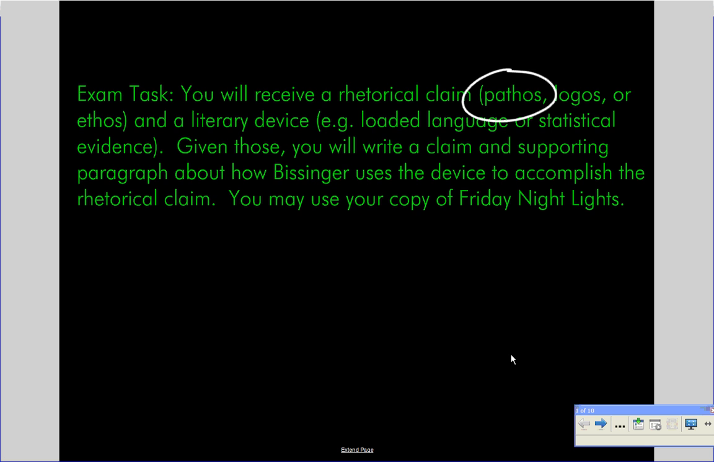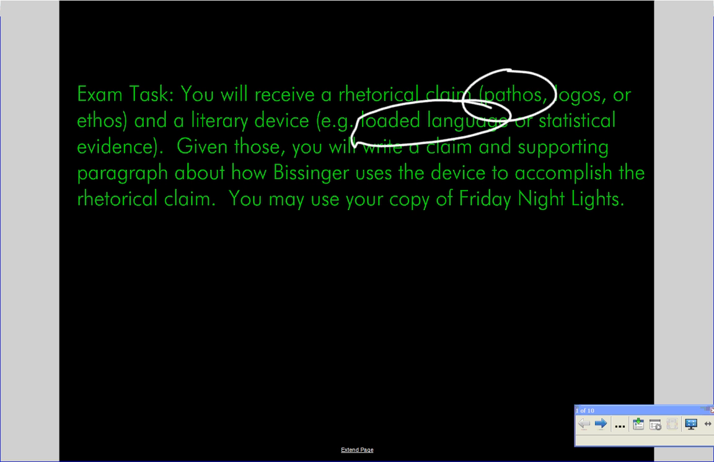Our list of literary devices is rather long, but I'm not going to give you something that is really obscure. So if I give you characterization, you should know what that is and how to write about it. If I give you imagery, you should know what that is and how to write about it, statistical evidence, and so on. So you'll see one of these words, pathos, logos, and ethos, and then you'll see a literary device. And then I'll say, use those two to say something analytical about Friday Night Lights. And then you write your paragraph.